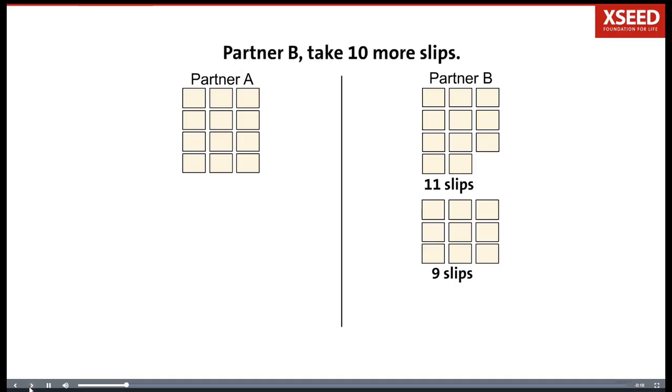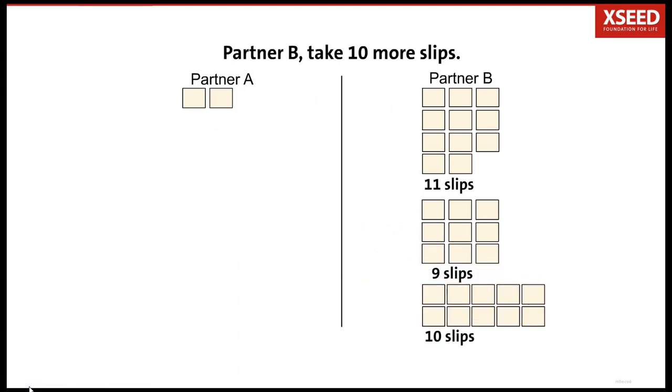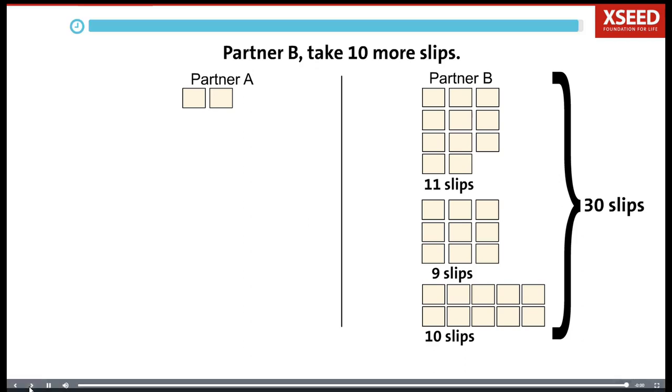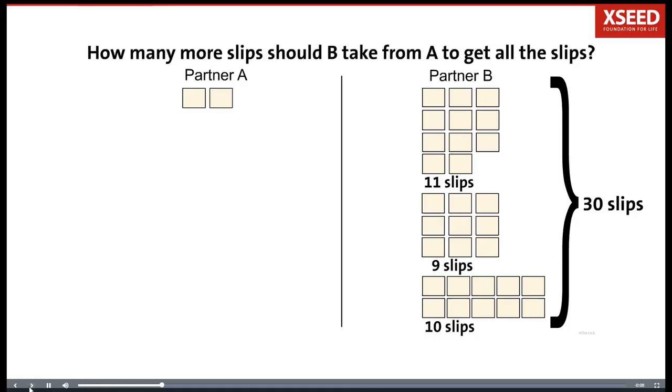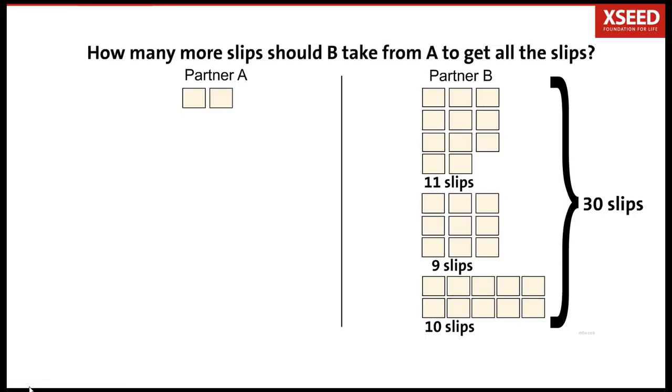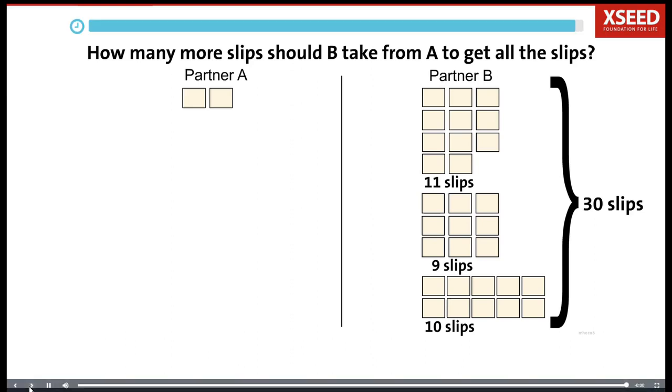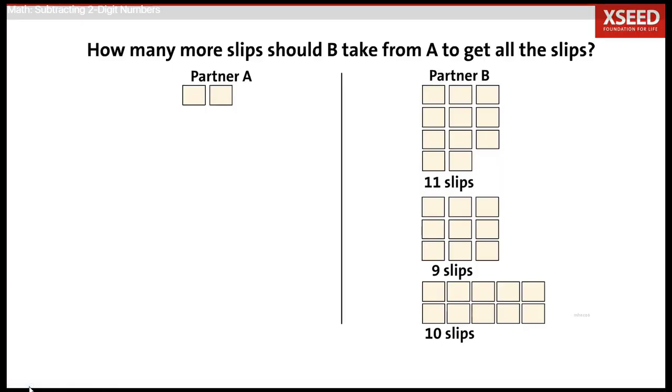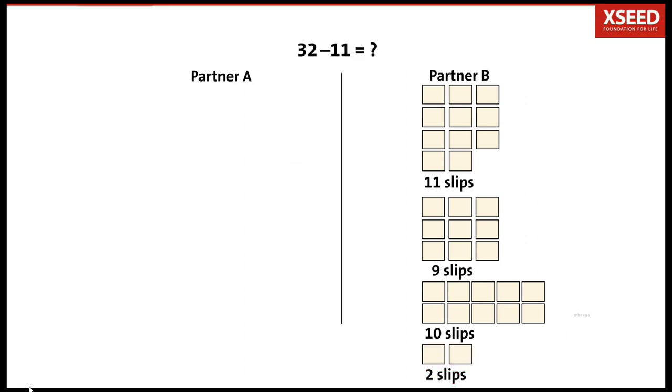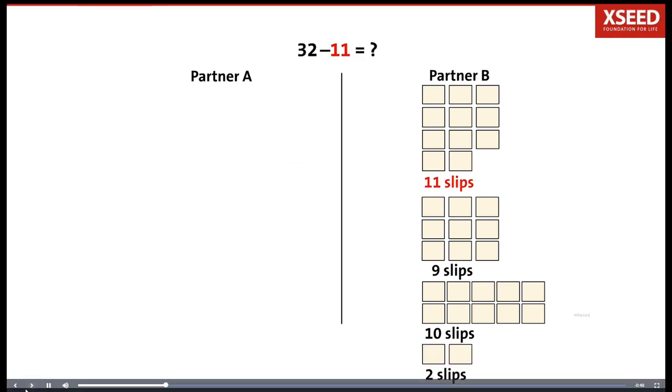Now, partner B, take 10 slips from partner A and add it to the 9 slips you previously took. Do not mix these with the 11 slips you initially took. Partner B will now have 30 slips in total. How many more slips should B take from A to get all the slips? Mia, what is your answer? 2 more slips. Excellent.